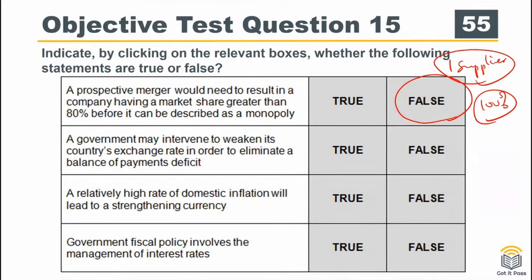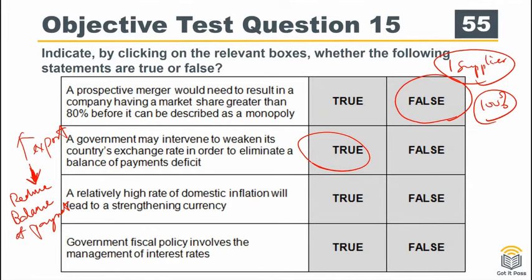Second statement, a government may intervene to weaken its country's exchange rate in order to eliminate the balance of payment deficit. Is it true or not? If an exchange rate is weakened by the government intervention, it helps the export. And export increase, it helps to reduce balance of payment. So it's true.